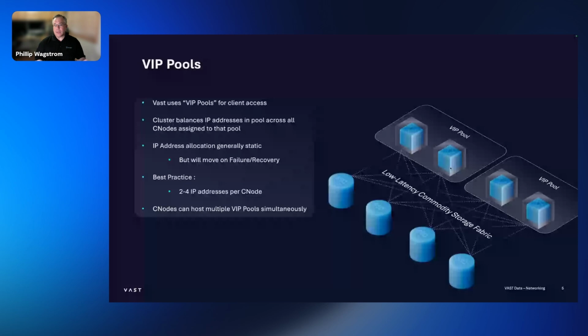The CNodes themselves can support multiple VIP pools simultaneously. We can support as many as we need to have. These VIP pools can be different VLANs, different networks. It doesn't really matter, but they do happily support more than one VIP pool per CNode. And we'll talk about why you may want to do that in a moment.